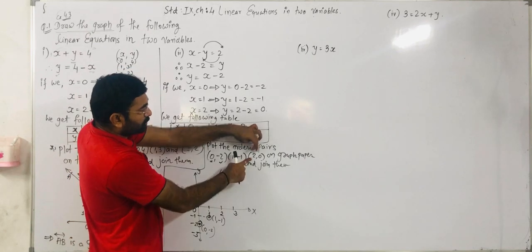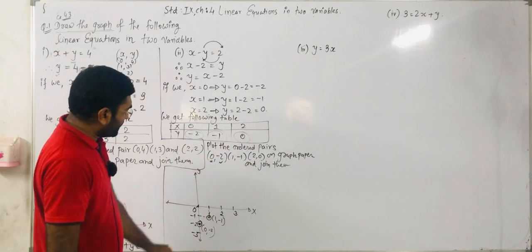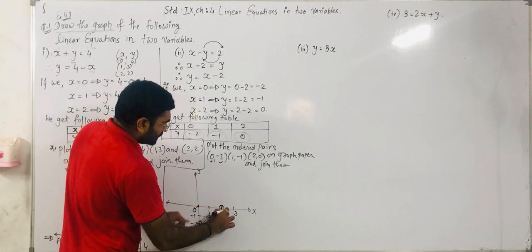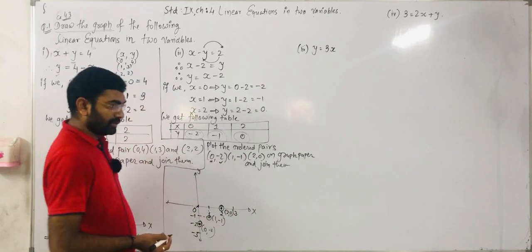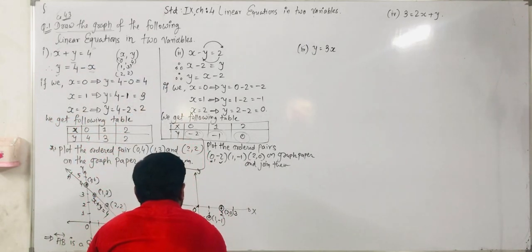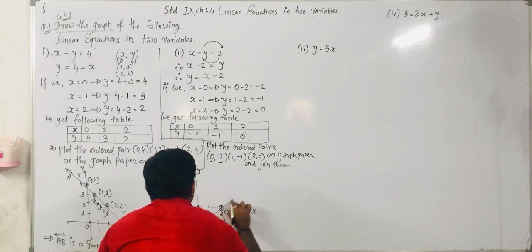Second, the x coordinate value is 2 and the y coordinate value is 0. So on the y axis 0 is here. The x coordinate is 2, so on the x axis that point is here. So this is (2, 0). Now we have to join them. So if you join them, you get this line.